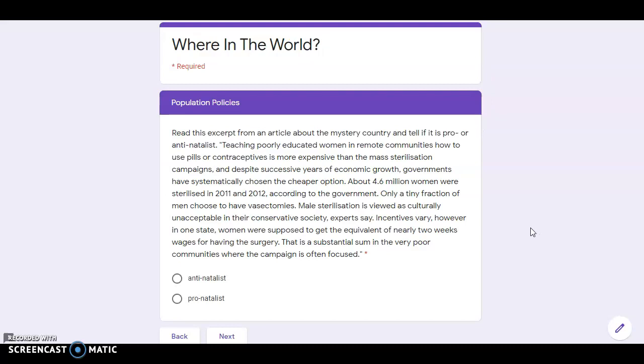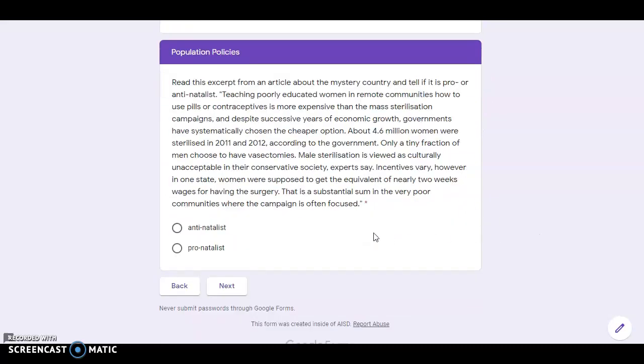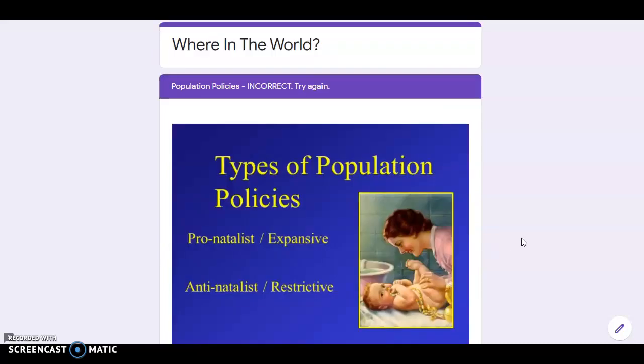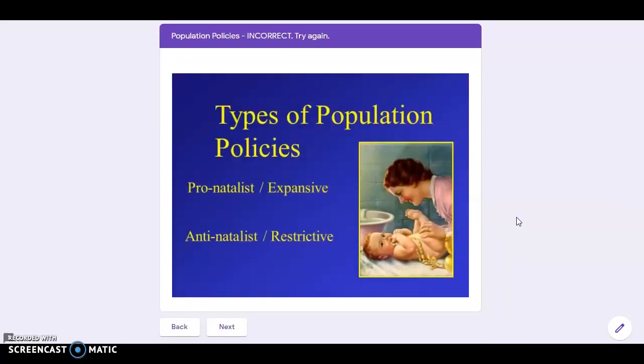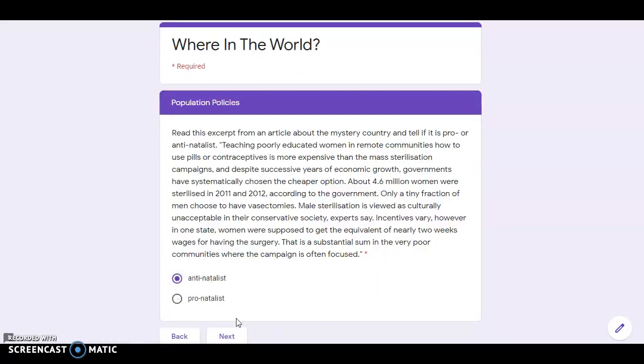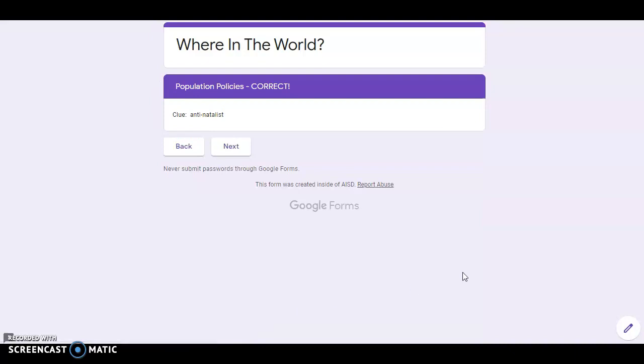And then they would continue going through here, answering the different questions. If you got it correct, you would write down the clue and move on. If you got it incorrect, there was some sort of a visual that would help you make a decision. In this case, pronatalism, urging people to have children, was the wrong answer. So there was a little visual clue, and then they would go back and choose the other answer, which of course was now correct. And so they did this for each of the different units or topics that we talked about over the course of the year.